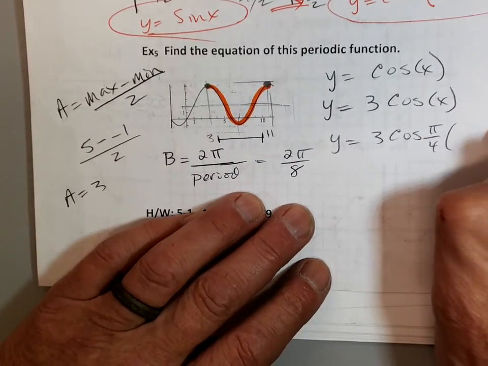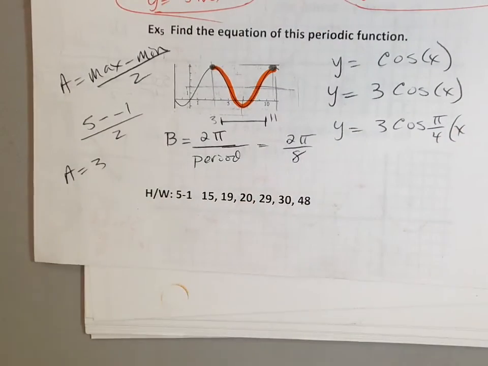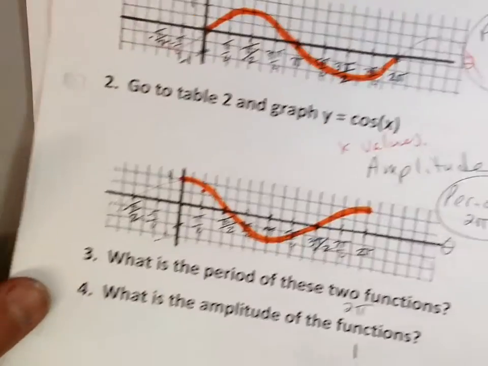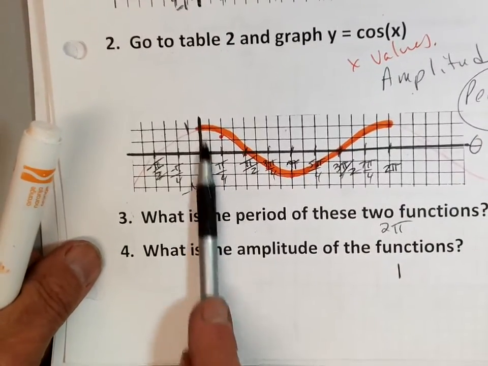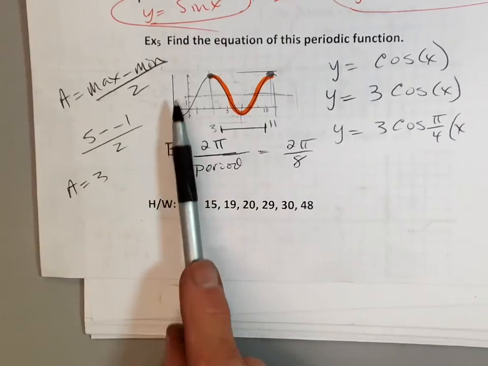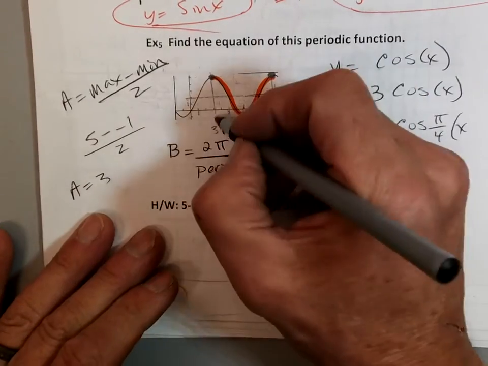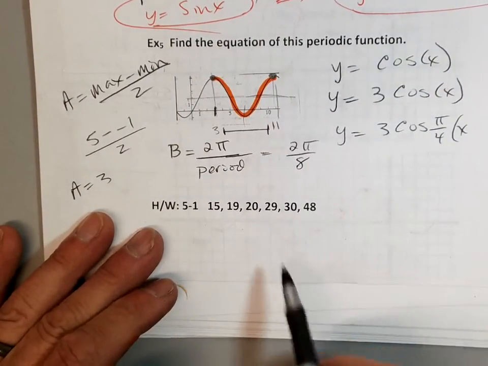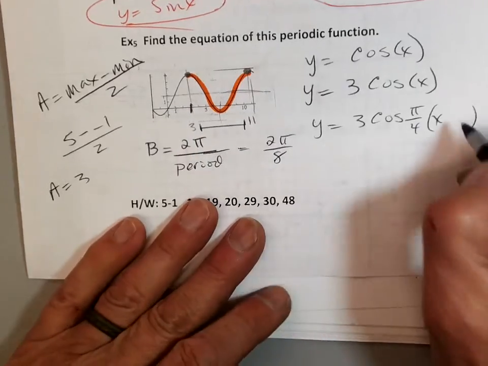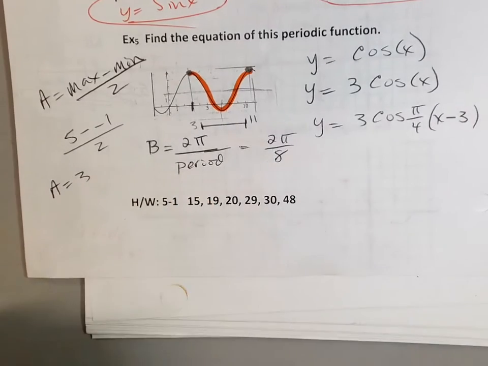Now we've got to have an x value. Did this curve get shifted? Well, I think so, because cosine starts on the y-axis right here, doesn't it? But this one got moved. How far did it get moved? Got moved 3, didn't it? So it got moved 3 to the right, but it's always the opposite. So we're going to go minus 3.